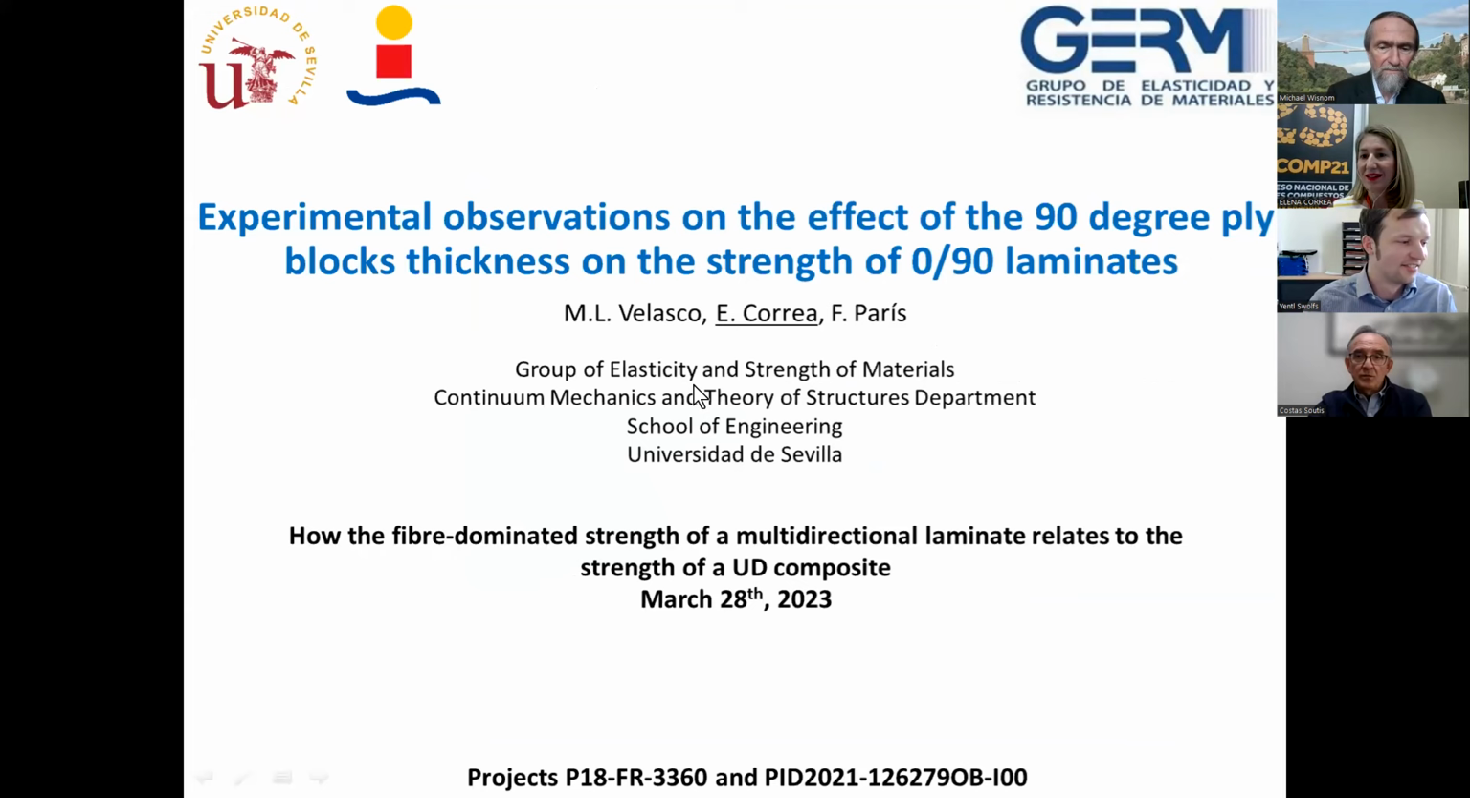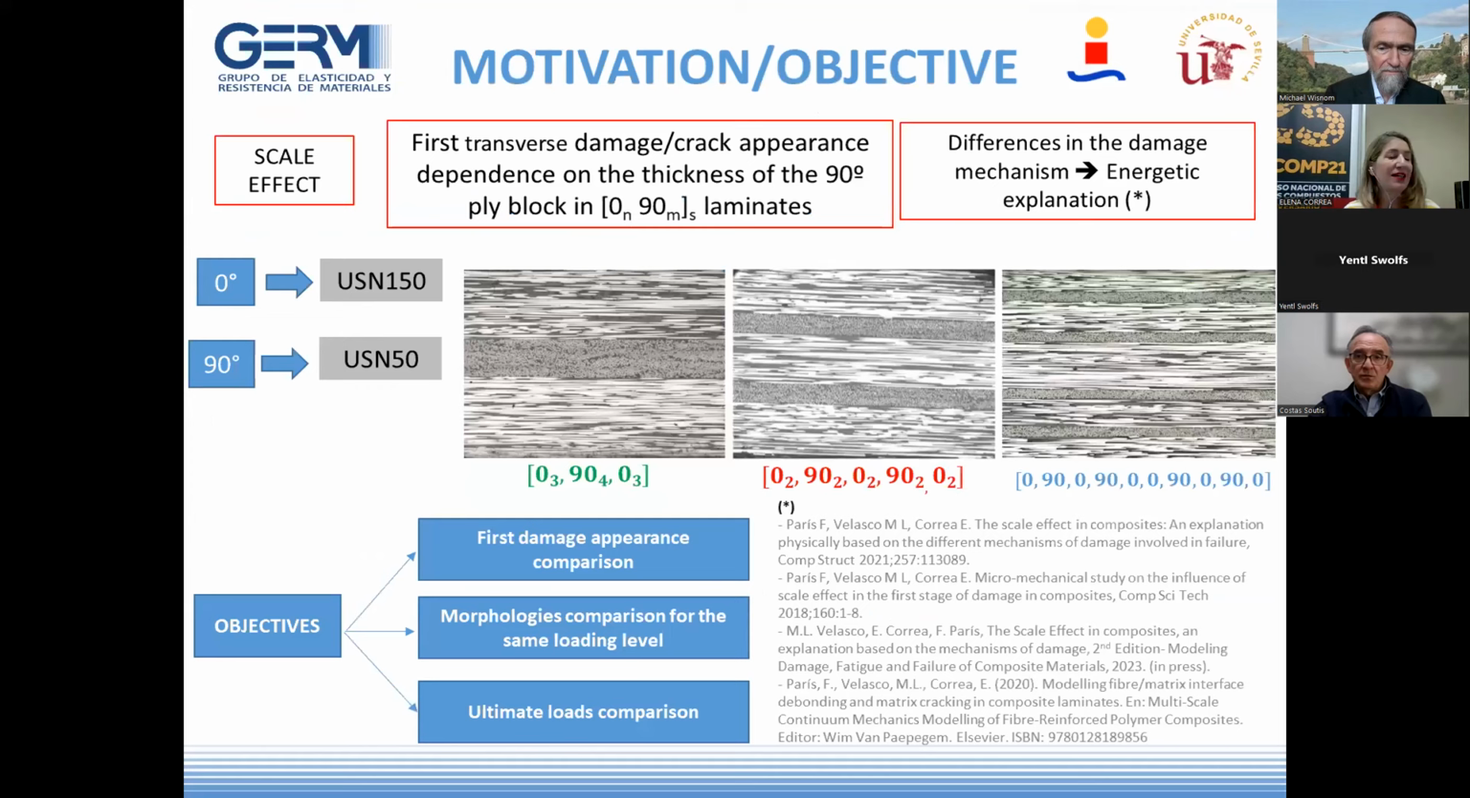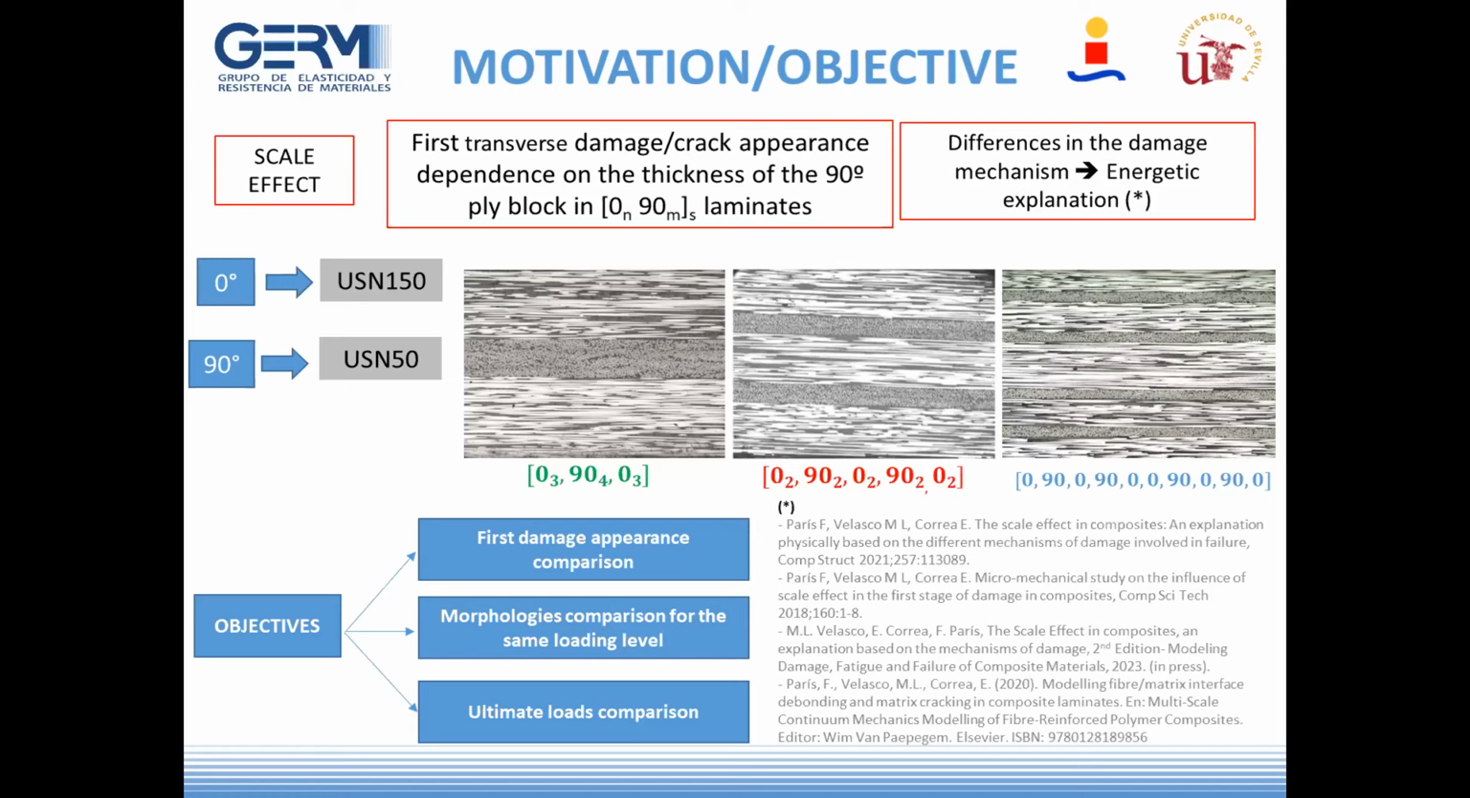The motivation for the work I'm presenting today is our previous study on the scale effect, where we studied the dependence on the thickness of the 90-degree ply block in cross-ply laminates, and the appearance of the first damage. In that work, we saw differences in the damage mechanisms as a function of the thickness of the 90-degree ply block, and we also came to give an energetic explanation of this fact. The work I'm presenting today corresponds to a broader work in which we are interested not only in the behavior of the ultra-thin plies that we studied before, but also in its comparison with thick plies, mainly because Airbus has shown great interest in expanding the use of these thick plies to their aircraft.